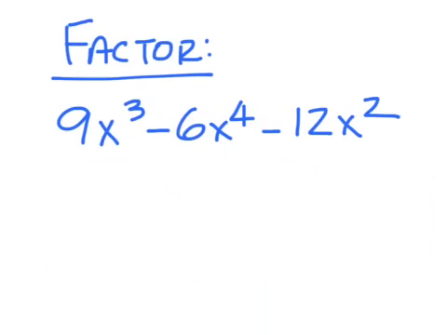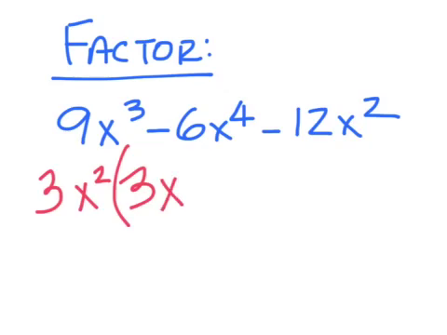What's the highest number you can take out of 9, 6, and 12? 3. What's the lowest power of x? X squared. 3 times what is 9? 3. Alright, 3 times 3 is 9. X squared times what is x to the third? X. 3 times what is 6? 2, yes. So you're going to put minus 2. If your sign out front here is positive, you just keep the sign of what's in there.